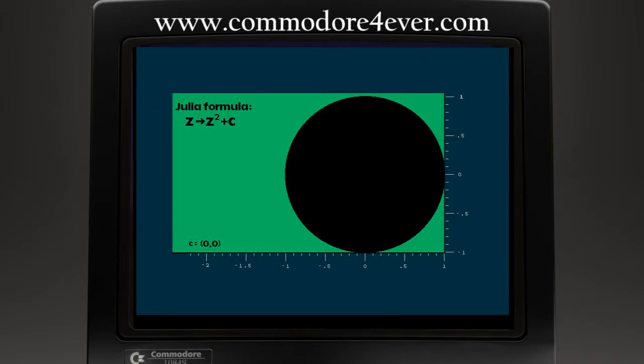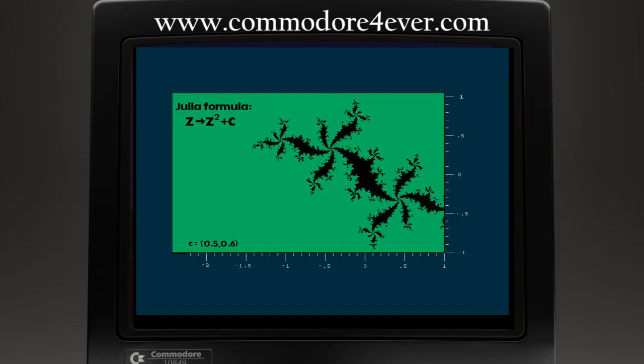Let's try another point, say 0.5, 0.6. This has produced a far more complex Julia pattern. To make the pictures more interesting, instead of plotting the dots outside the set in just one color, we can paint them different colors according to how fast they move out of our range as they are being iterated.